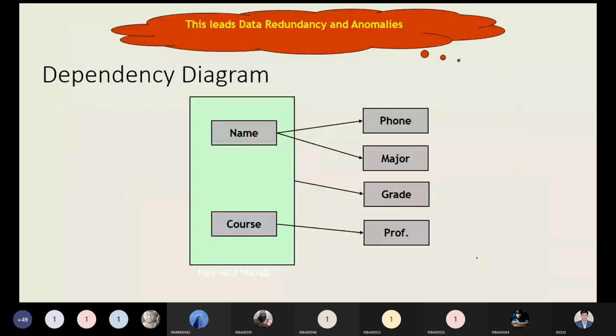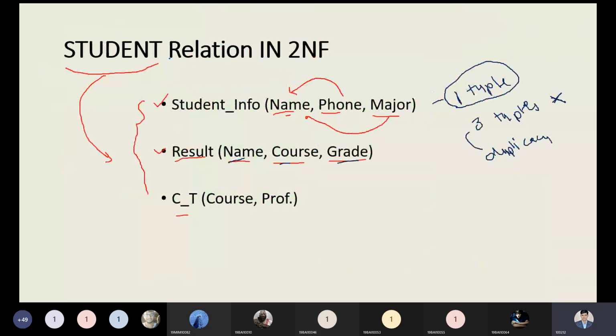Now see, here we will get 7 different tuples, and no duplicacy of course. And name and course is known here as composite key attributes.